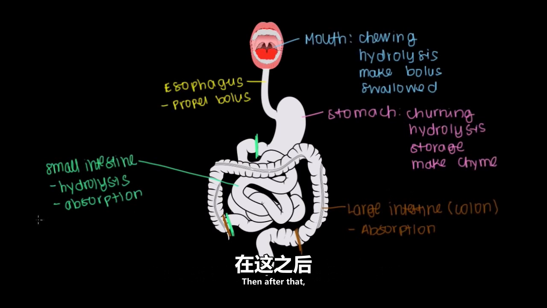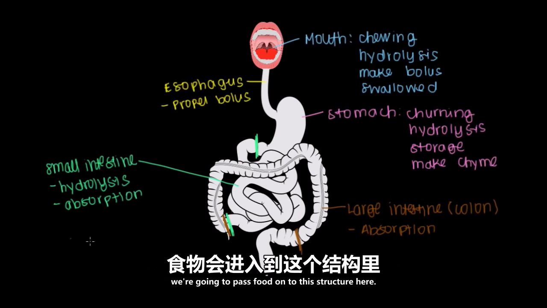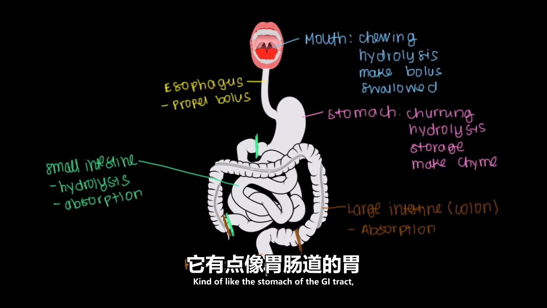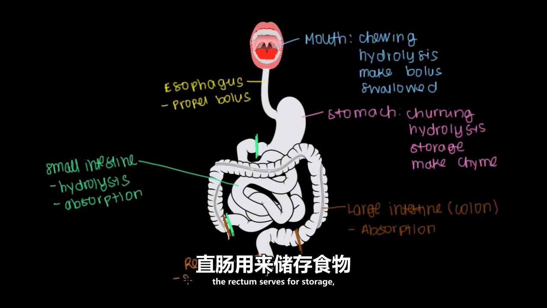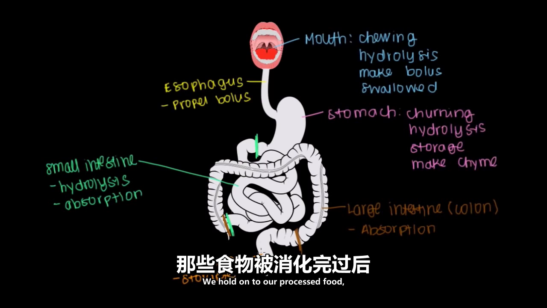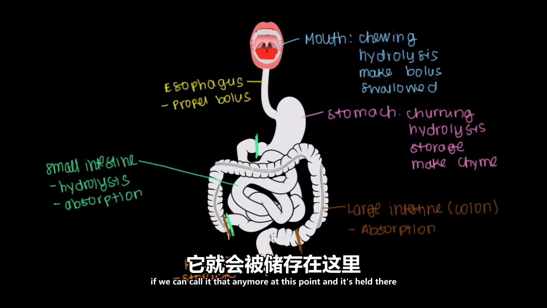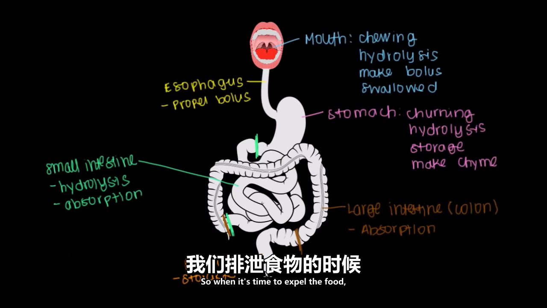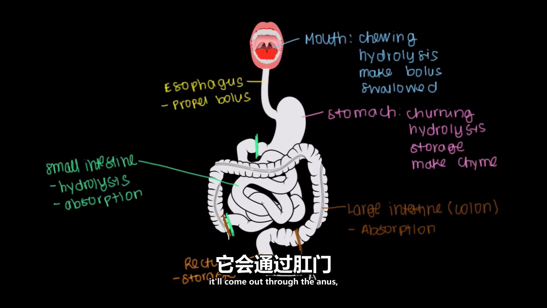And then after that, we're going to pass food on to this structure here, and this is called the rectum. Kind of like the stomach of the GI tract, the rectum serves for storage. We hold on to our processed food, if we can call it that anymore at this point, and it's held there until we deem it an appropriate time to expel the food. And so when it's time to expel the food, it'll come out through the anus, through expulsion.